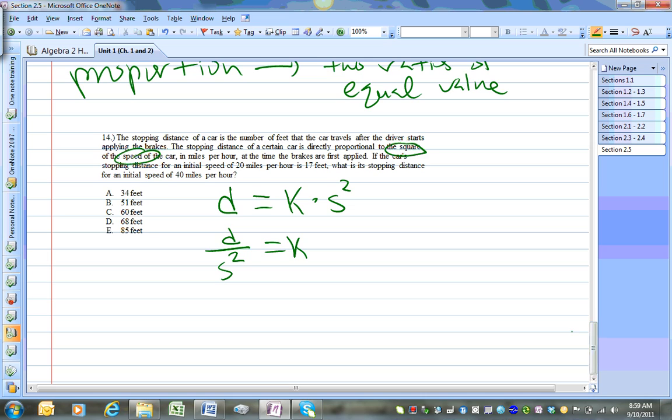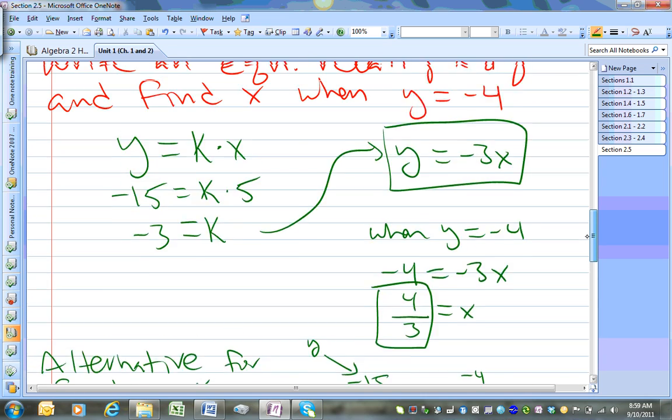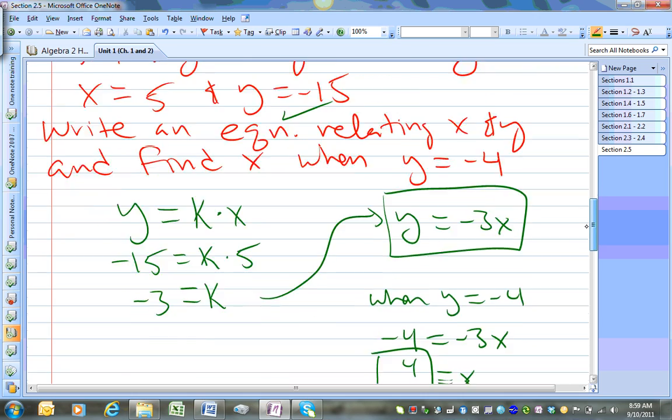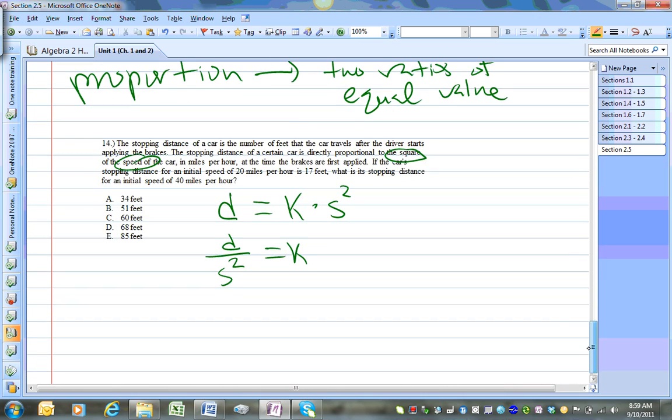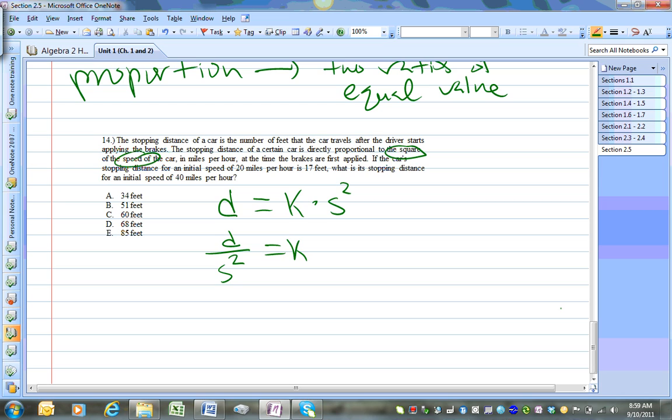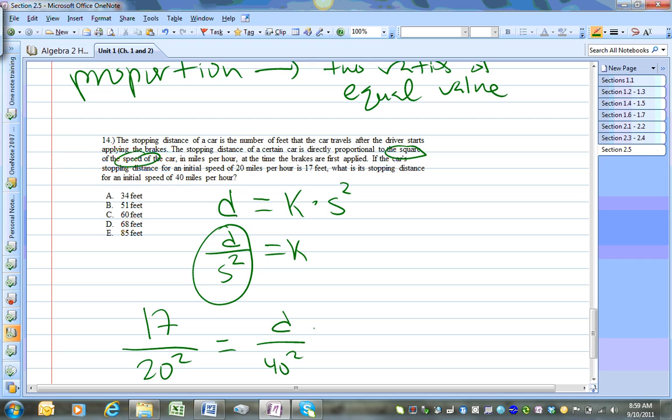Now you could make an equation like I did in this example for number 1, and then plug in 40 for the speed to find the stopping distance associated with it. But you know, this is an SAT exam. They don't care about your work. You just gotta get the answer. You know what? Let's just do a proportion, meaning let's find the ratio for each scenario. So 17 feet over 20 squared equals a certain number of feet, I don't know, we'll call it d, over 40 squared.